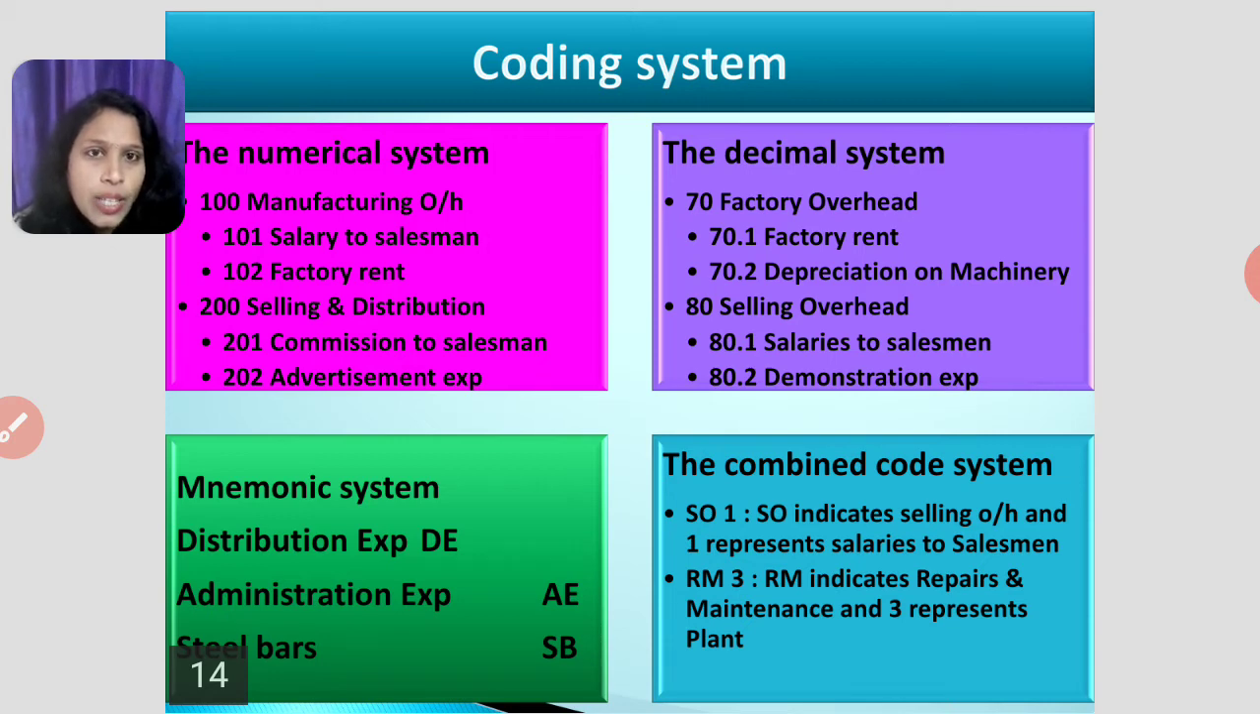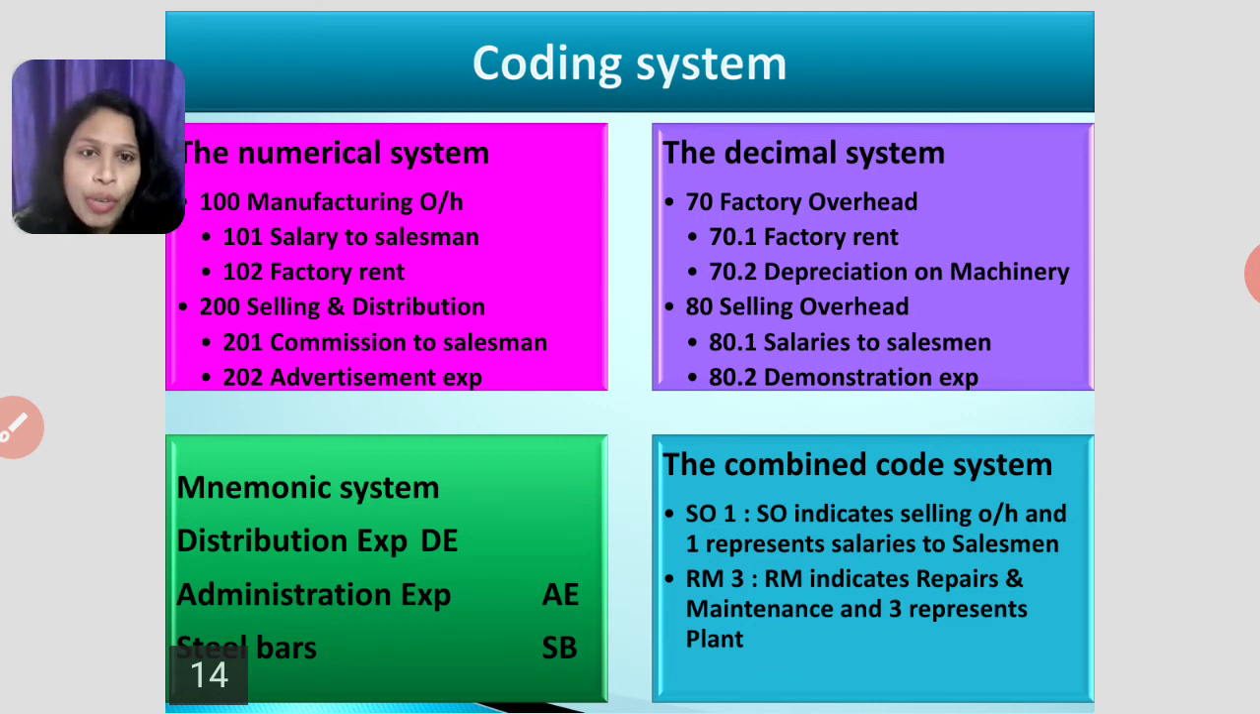Then 70.1, 70.2, calculated here as a decimal. Then we move further to the next content, 80. It means, as a second example, the code 80 is assigned for selling overheads. So 80.1 is salary to salesman. 80.2 is demonstration expenses. 80.3, this code is allocated for distribution expenses, for example, etc. These are the coding numbers which are assigned for selling overheads. The code number 70 is assigned for factory overheads. So it's called the decimal system.